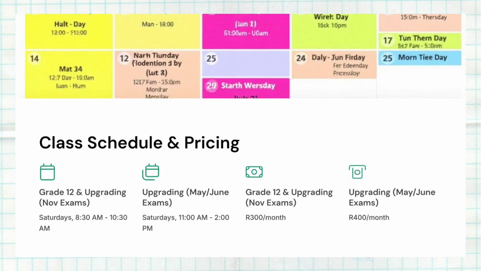So now let's talk about the class schedule and pricing. I've split the classes into two groups. We have grade 12 students and upgrading students that are writing in November. Their class is going to be from 8:30 till 10:30 in the morning. Then we have upgrading students that are writing in May, June. Their class is still going to be on Saturday, from 11 a.m. till 2 p.m. The pricing for the students that are writing in November is 300 Rand, and for the students that are writing in May, June it is 400 Rand.